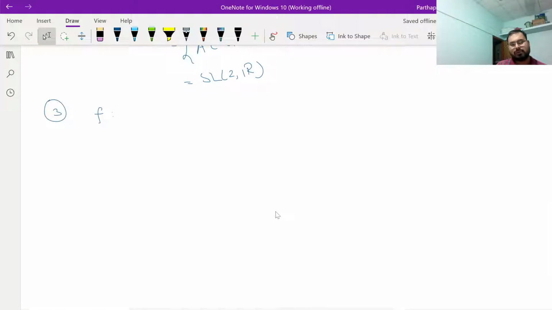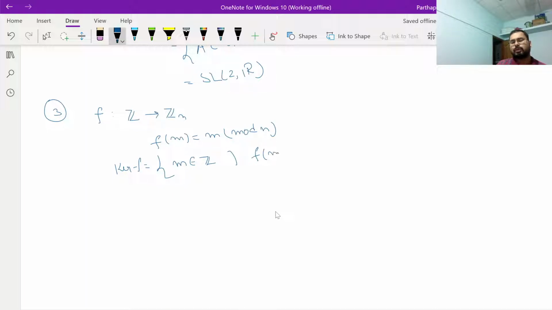Which we have already seen, f from Z to Zn defined by f of m equal to m modulo n. We have again already seen that this is a homomorphism. Let us find the kernel of the homomorphism. The kernel of f contains those m from Z such that f of m should be the identity in Zn. Now what is the identity in Zn? The identity in Zn is 0. So m belongs to Z such that f of m, meaning m modulo n, is equal to 0.